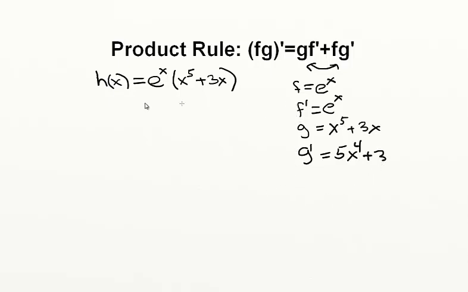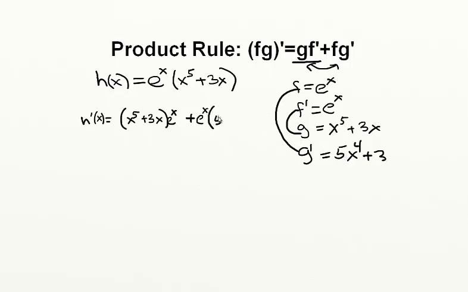Alright, so now we're going to go ahead and apply our product rule. So first we're going to do g times f prime. So our h prime of x equals g times f prime, which is these two here. So x to the fifth plus 3x times e to the x, and then we're going to add to it our f times g prime, which is these two. So our f is e to the x, and then our g prime is 5x to the fourth plus a 3.